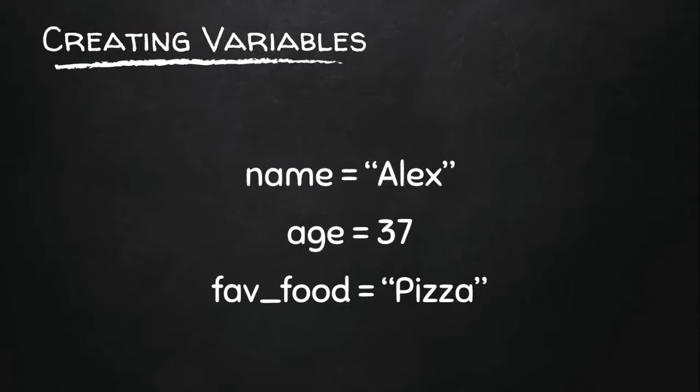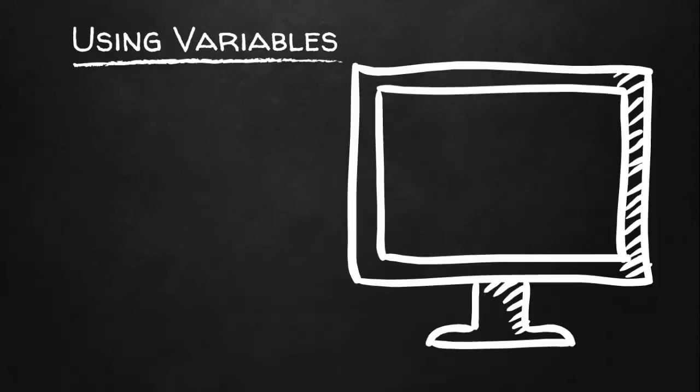And once you've created your variables, we can use them throughout our code. For example, we can use the print command to output the variable's content by placing the variable name within the print function's brackets.